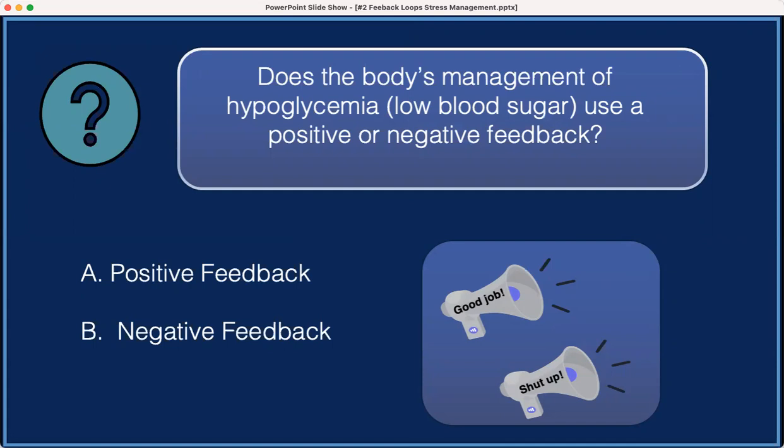So the answer is negative feedback. It's a good thing that this happens. So I don't want you to think of the terms positive and negative in that way, but it's a negative feedback. So as soon as the blood sugar levels get up, your adrenal glands stop producing cortisol, and your hypothalamus and pituitary stop producing the precursors to cortisol production, corticotropin releasing hormone and ACTH. And that feedback system stops.